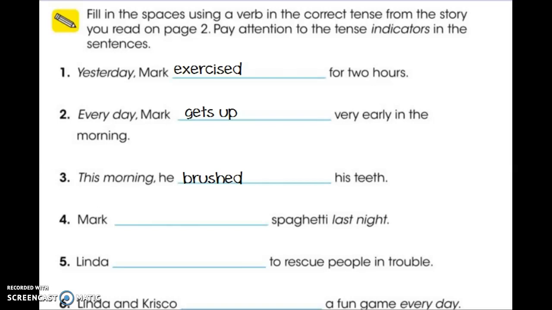Remember, we are always going to add ed in the past tense. Look at the indicators, look again in your story, and work page 4. Come on, you can do it.